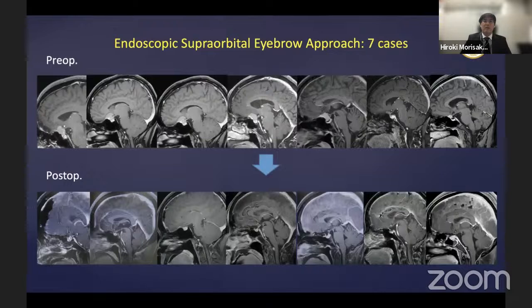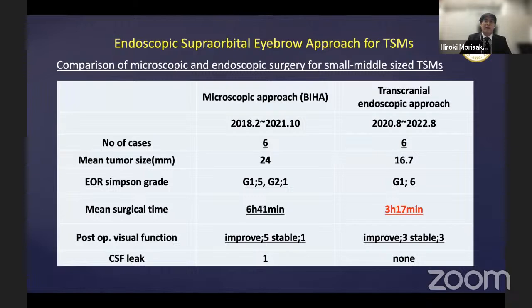The tumor was radically removed. Now the comparison of microscope and endoscope surgery for small to middle-sized tuberculum sellae meningioma. In this comparison, the size of the tumor was slightly larger in the microscopic approach group, but the outcome of surgery is not so different. Only the mean surgical time was significantly shortened with the endoscopic approach. So this approach is very useful for small to middle-sized tuberculum sellae meningiomas.